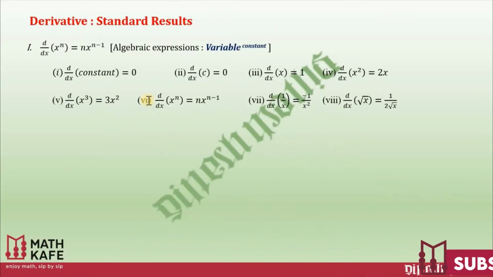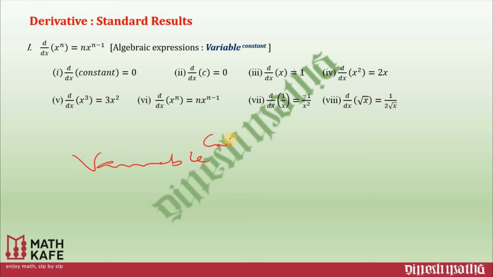Now these are the formulae you need to keep in mind. Basically, the derivative of a constant is 0, the derivative of x is 1, the derivative of x square is 2x, and all these formulae you need to memorize. And remember, this form is variable raised to a constant. That is the main thing you need to remember: variable raised to constant.